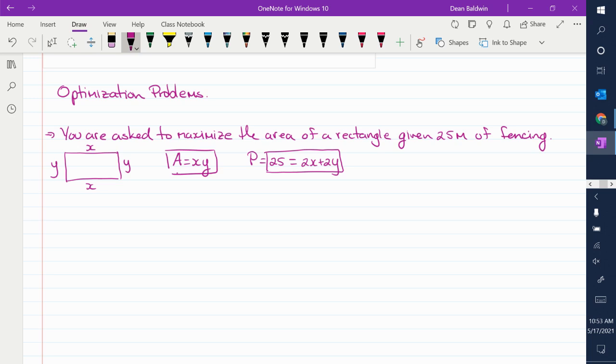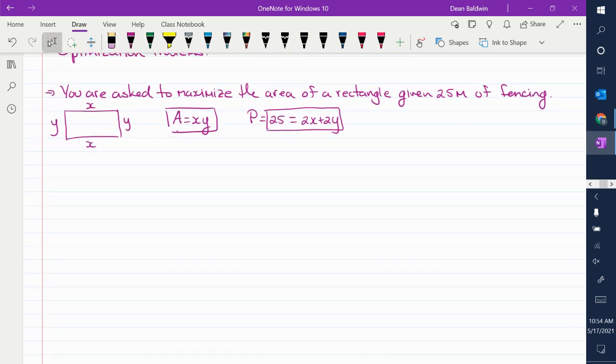If you have two unknowns, how many equations do you need to solve for the unknowns? 2. If you have 5 unknowns, you need 5 equations. If you have 50 unknowns, you need 50 equations. Okay? So we have 2 unknowns, we have 2 equations, we can figure this out.